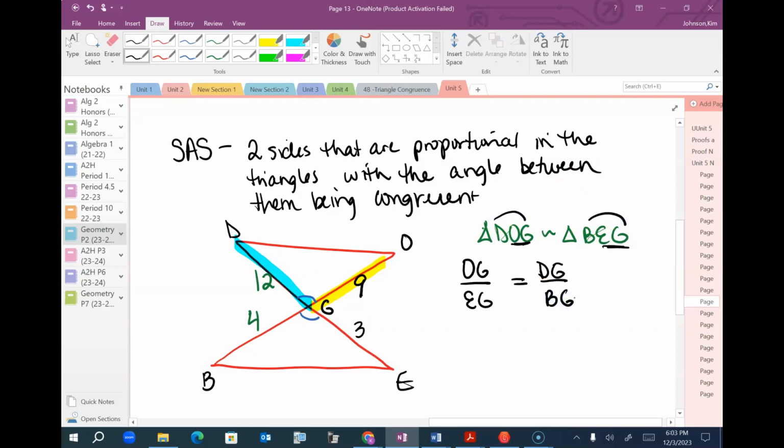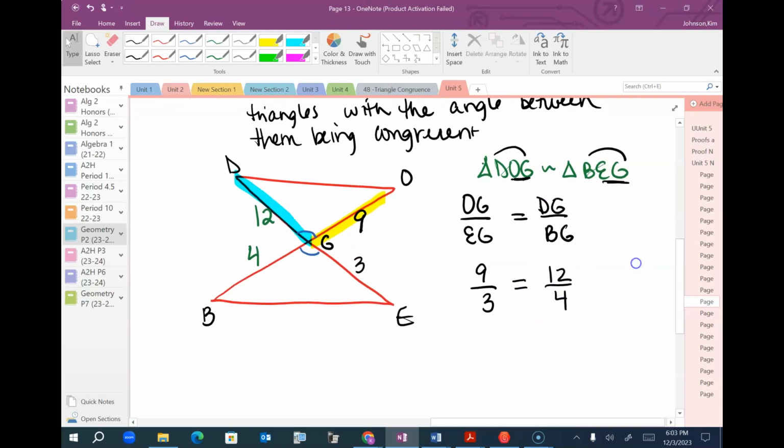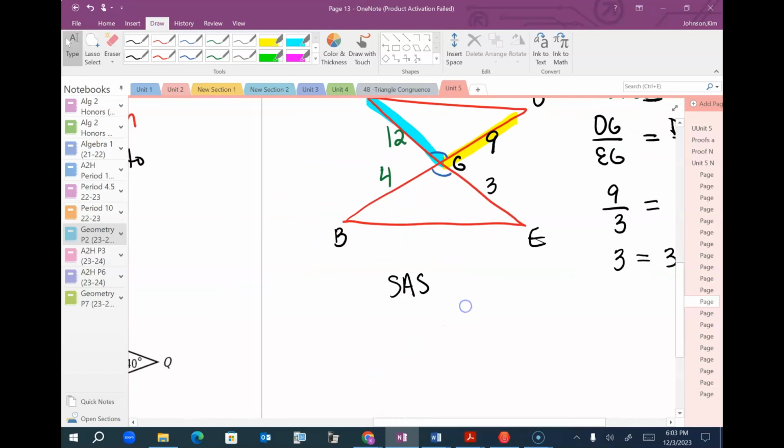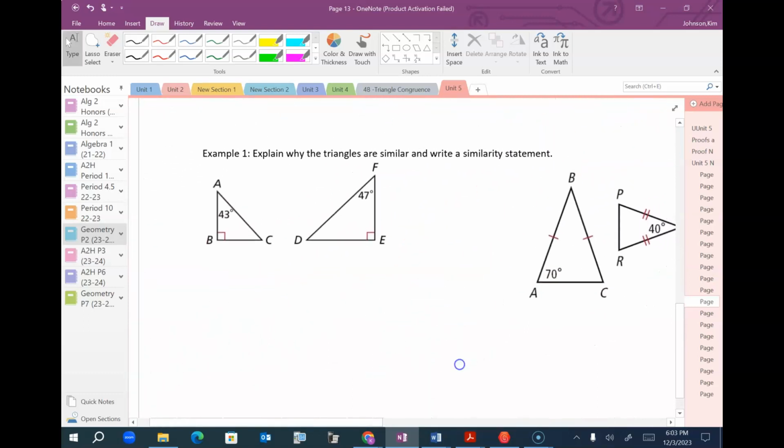Okay, so we can do a quick check here. So 9 has to be proportional to 3 as 12 is to 4. Is 9 to 3 the same proportion as 12 to 4? Yes. So by side angle side, we can say that these triangles are similar. Okay, let's go ahead and practice this with some problems.